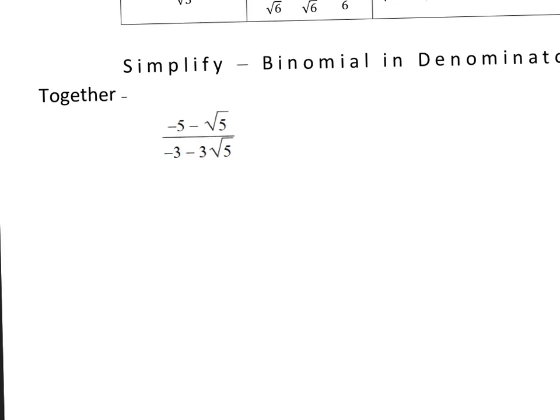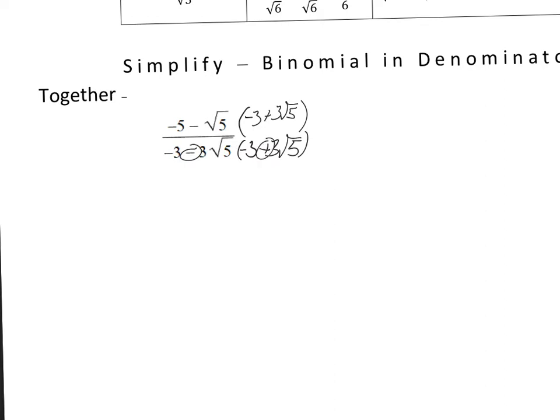Okay, so for this next one, looking down here in the bottom, I have a radical in the bottom. I don't want to have that. So I'm going to multiply the top and the bottom by -3 plus 3 radical 5. The reason for that is because I want the radicals to cancel out.